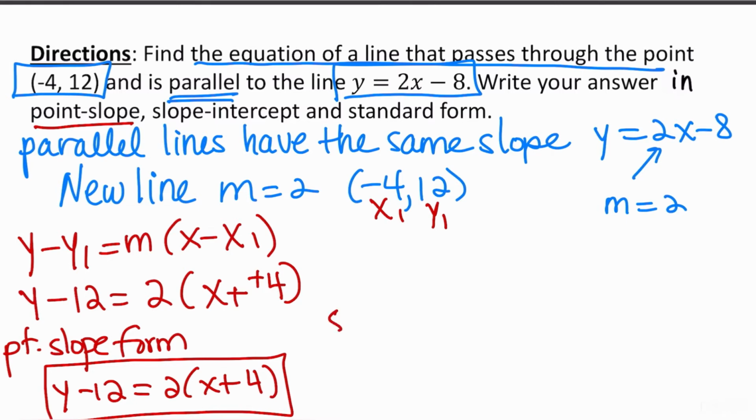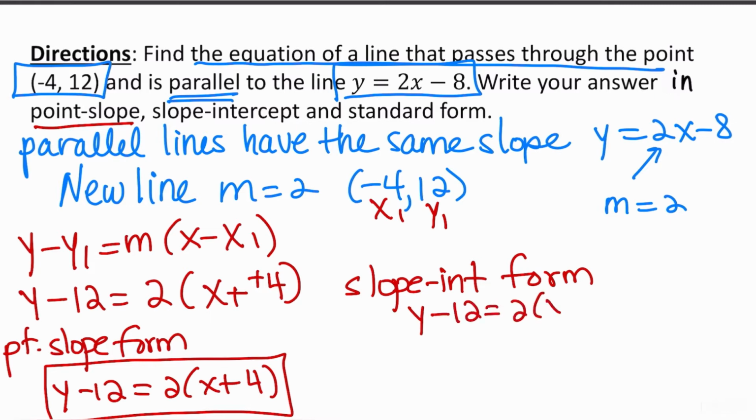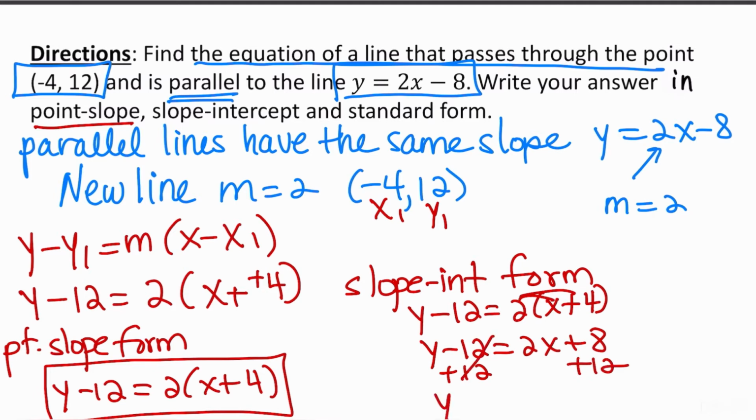Now to turn this into slope-intercept form, we have to get the y by itself. So I'm going to rewrite y minus 12 equals 2(x plus 4). I'm going to distribute the 2. So y minus 12 equals 2x plus 8. Then I'm going to get the y by itself. So I'm going to add 12 to both sides. So I get y equals 2x plus 20. So now this is my answer in slope-intercept form.